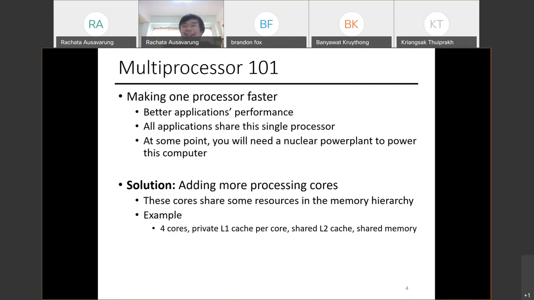What is a processing unit? Things that consume your data, right? You feed them the data, and then they spit out the results. So you can add more processing cores to get better power efficiency. Why is power efficiency important? You want to make sure your computer doesn't consume too much power. Otherwise, you need a nuclear power plant or your laptop would die within like 5 minutes.